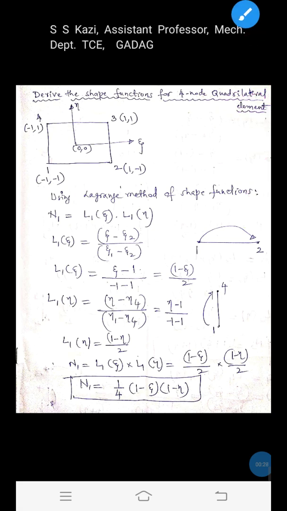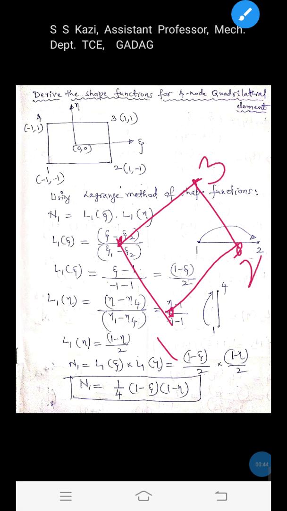This element is also called a linear rectangular element, a linear rectangular element having 4 nodes. The shape of this quadrilateral element or rectangular element is a 4-sided element. It is a shape having 4 corners. The linear quadrilateral element is a 4-noded quadrilateral element, because linear elements always consist of only the corner nodes.